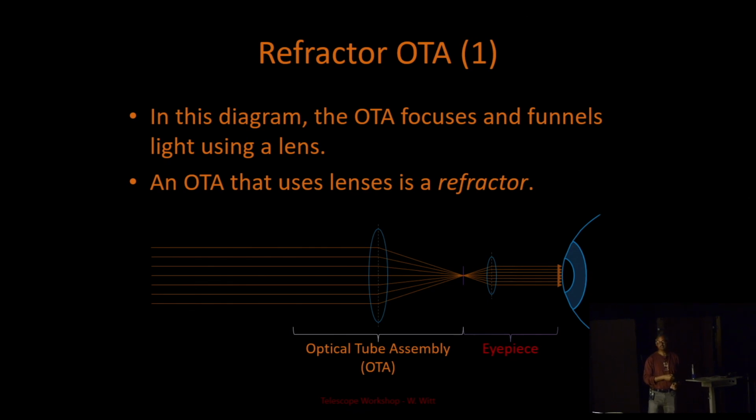So here the light rays are coming parallel, and then we are bending them to a focal point, and when they go on the other side, we are making them go parallel again to enter our eyes. All of this, the changing of the direction of the light rays, is happening using lenses, right? So any OTA that uses lenses inside to bend the light, that's called a refractor.